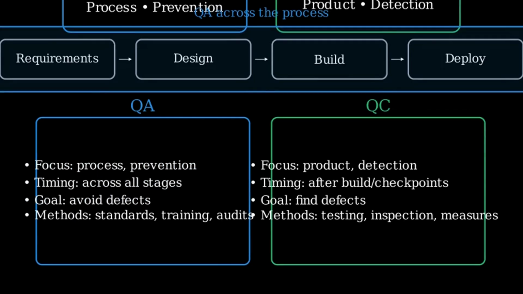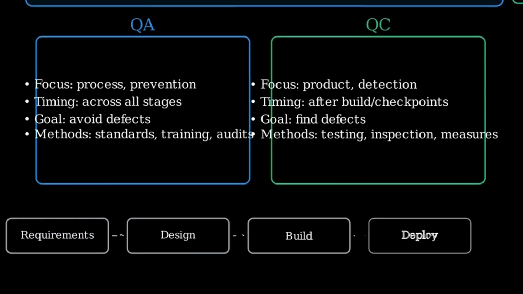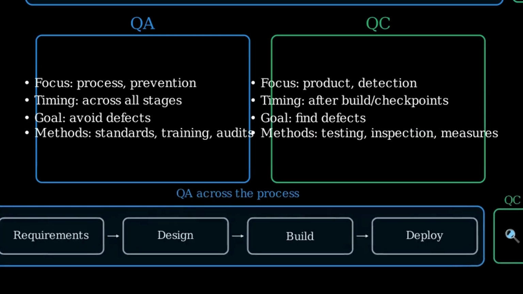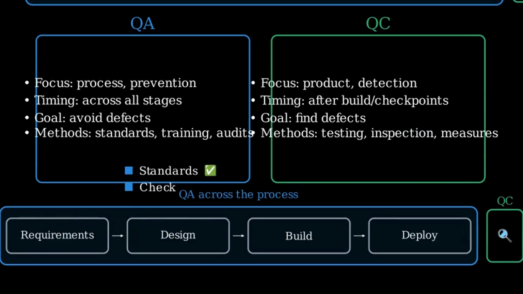Here is a quick comparison. QA focuses on process, happens throughout the life cycle, and aims to prevent defects. QC focuses on product, happens after build or at checkpoints, and aims to detect defects. Typical QA methods include process definition, training, and audits. Typical QC methods include testing, inspections, and measurements.